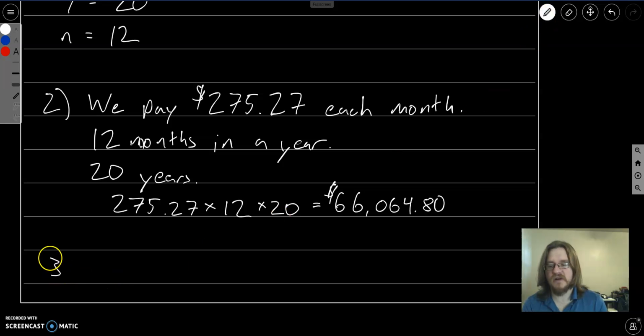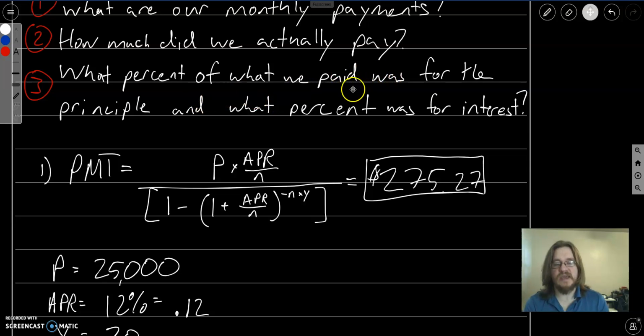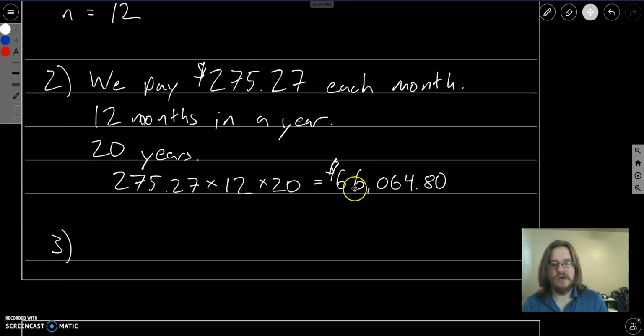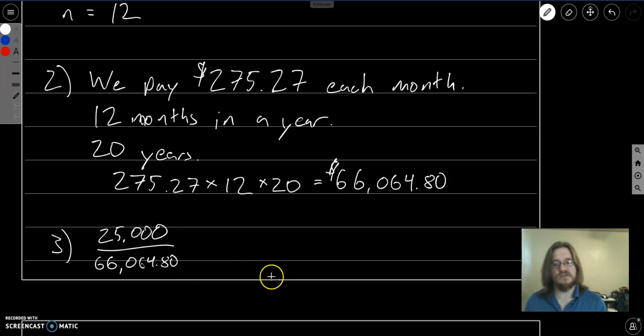And the last part is just to see what percent of what we actually paid, so the $66,000, was for the principal and what percent was for the interest. Well, out of this $66,000, only $25,000 was the initial loan, right? So that first percentage, $25,000 out of that $66,000 is for the initial loan, and then I want to write this as a percent.